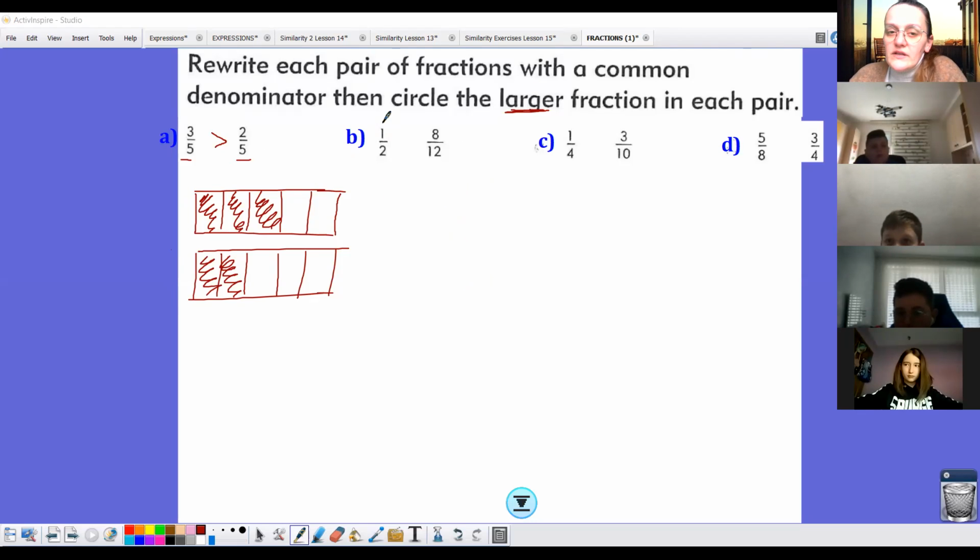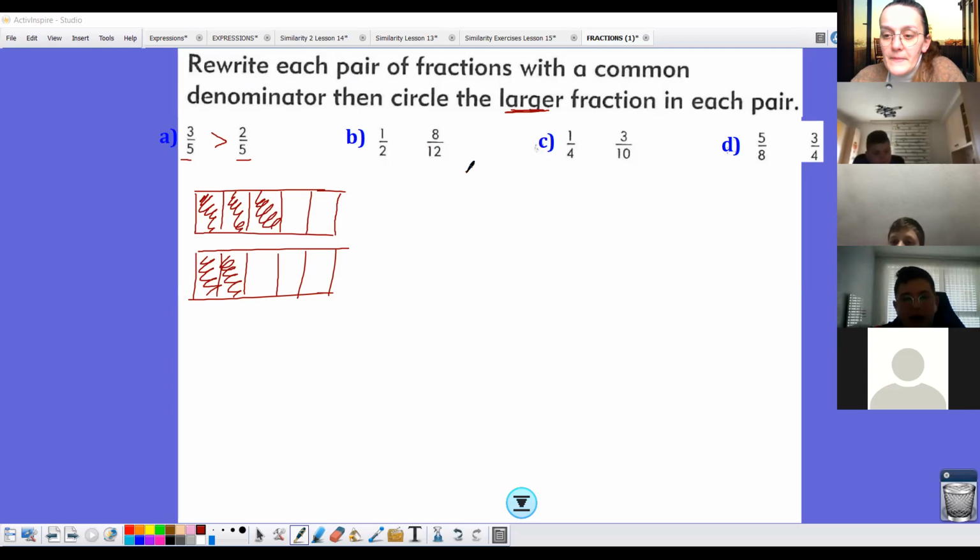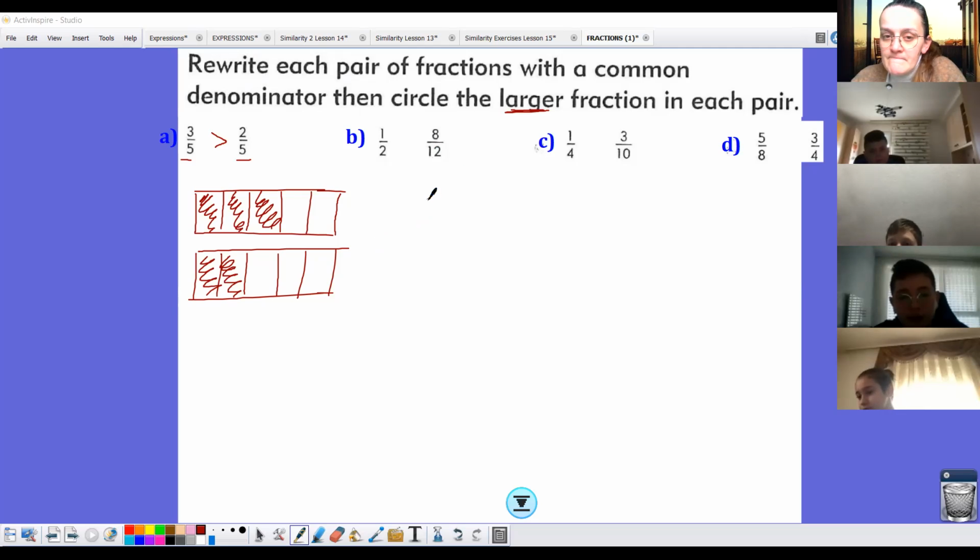And in the second one, I have 1 out of 2, 8 out of 12. 8 out of 12 is bigger than 1 out of 2 because half of 12 is 6, but we have 8. And it's bigger because 1 out of 2 is the half, and here we have more than the half. So here, it's one way to do it.